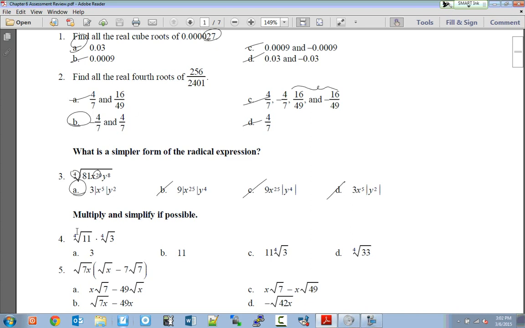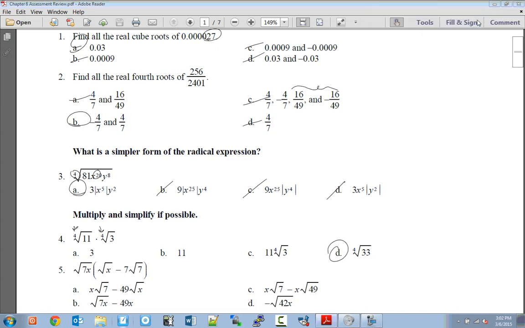Number 4. Well, this one's easy. Since our indexes are the same, you just multiply the numbers inside. 11 times 3 is 33. 33 is not a perfect fourth power, so you just have to leave the 33 under the fourth root. So your answer is going to be D. Okay.